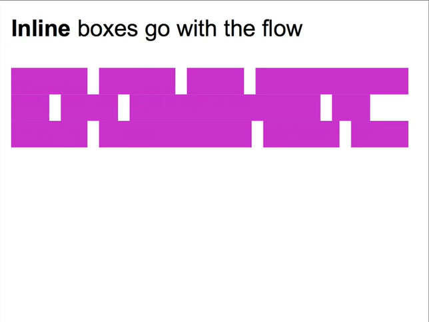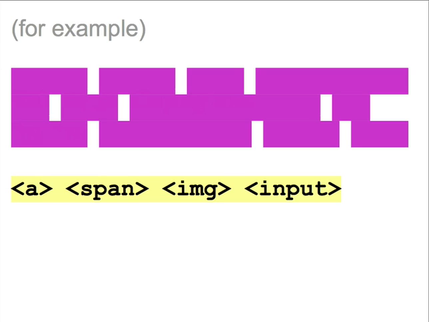So inline boxes. Basically, inline boxes go with the flow. Inline boxes can appear next to one another and flow along the right-hand side of boxes on their left, or if you're in RTL mode, the other way around. But here, you can think of this as anchors or spans or image or input. These all can appear next to one another. Span is the generic inline display element. So you can also think of this as text.